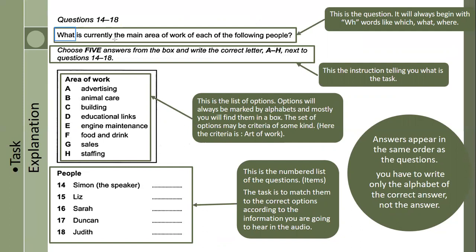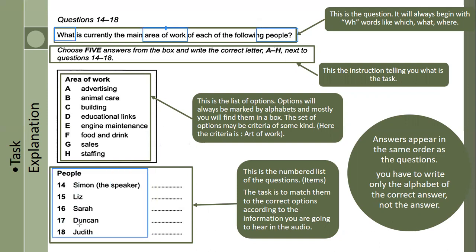So, what is currently the main area of work of each of the following people? It means there are two parts in my question. One of the parts is about people, clear? This is one part. And area of work, this is the second part. So people, I have got people here, they have provided you in the item box.